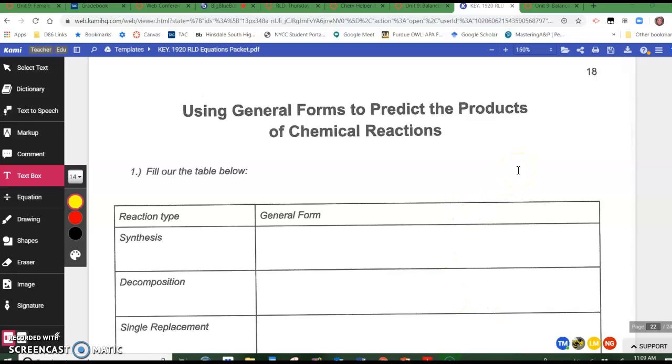Okay, so today is April 16th, and this is our class on predicting products. Okay, so the first thing that we're going to do is fill out this page, page 18 in our packets.